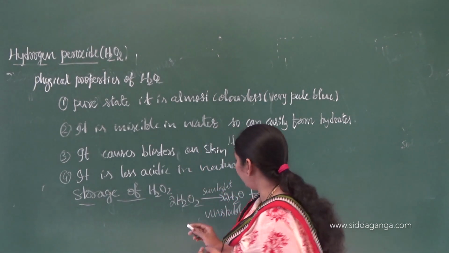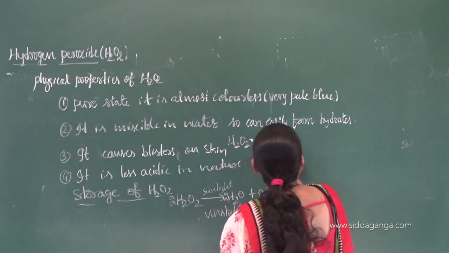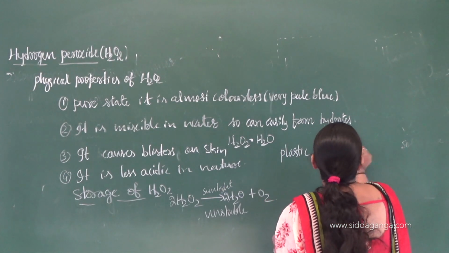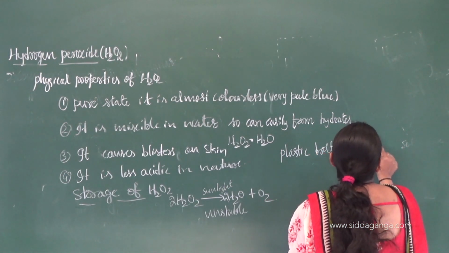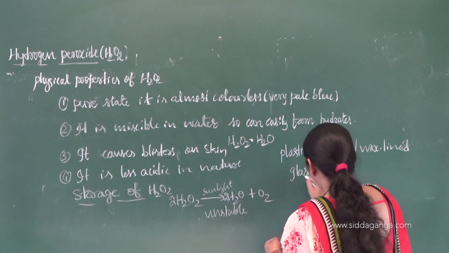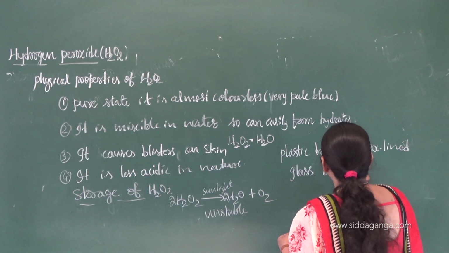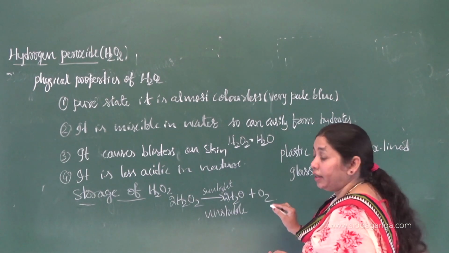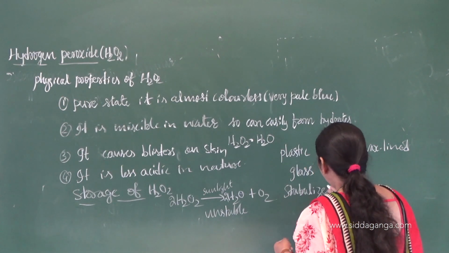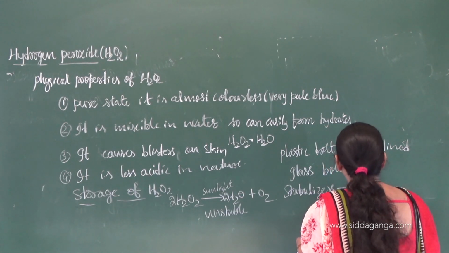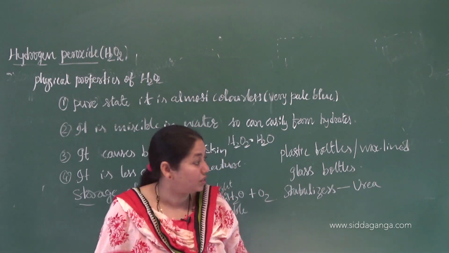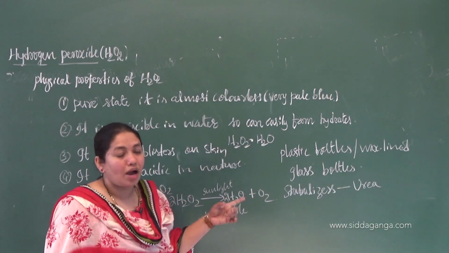So it should be stored in what? Plastic bottles. It should be stored in plastic bottles. Or we can store it in wax lined glass bottles, right? And then it can be stored by adding stabilizers like urea. Urea can be used as a stabilizer to avoid the decomposition of what? Hydrogen peroxide. Are you getting the concept?